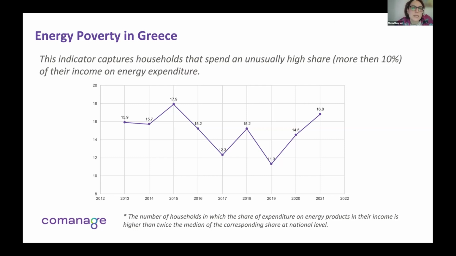So we will see some figures regarding energy poverty in Greece. The first is an indicator, as I already mentioned, also used by the EU, and it captures which share of their income households spend on energy bills. We see that there are many fluctuations. However, there is some increase from 2019 to 2021. We don't have official data after 2021.